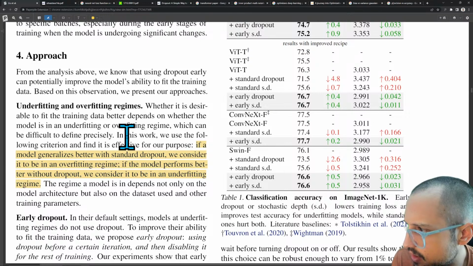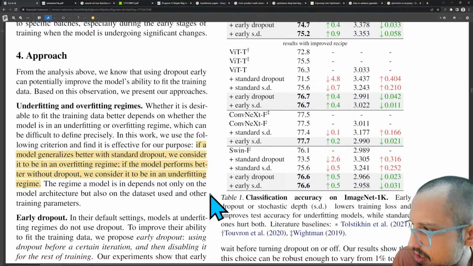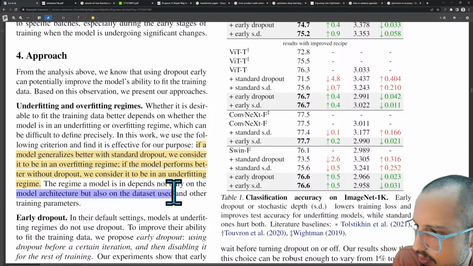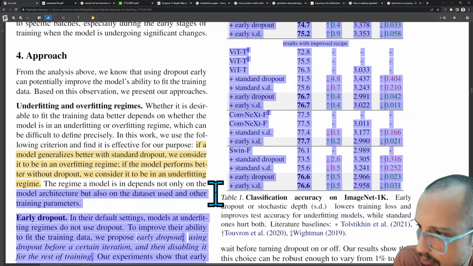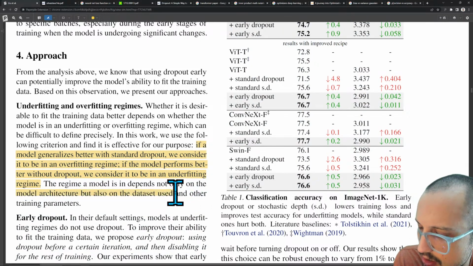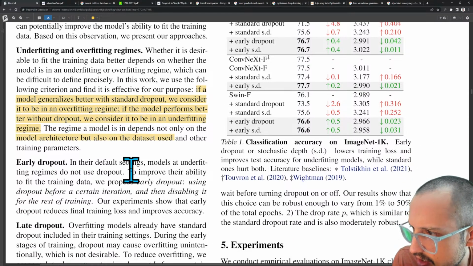Hard to see. The regime a model is in depends not only on the model architecture, but also on the data set used and other training parameters. Yeah, and this is the thing I keep saying over and over again: these types of relationships are going to change based on the model, based on the data set, based on how you're training. So don't read too much into this.